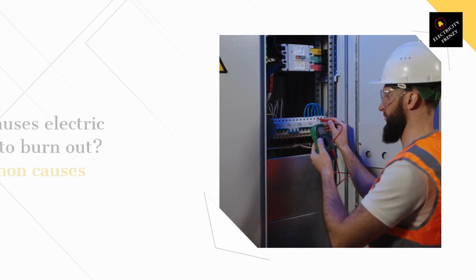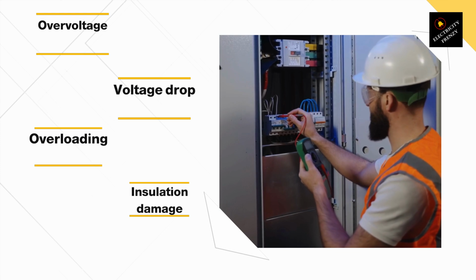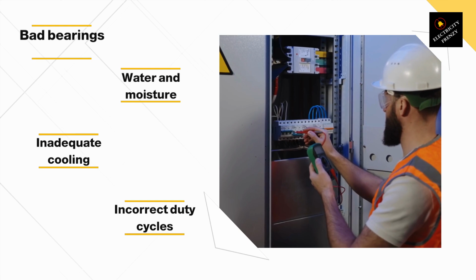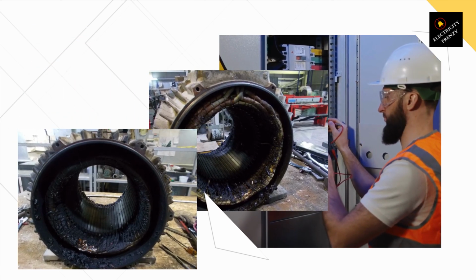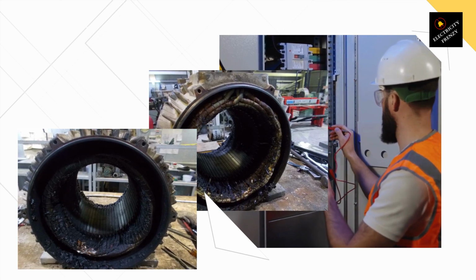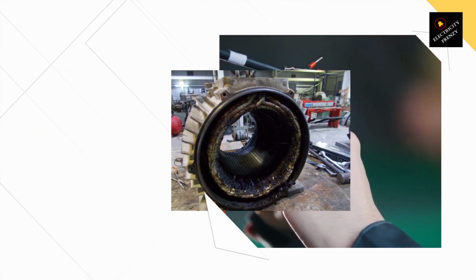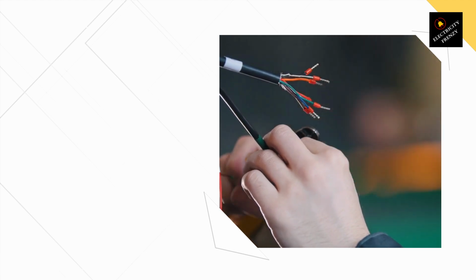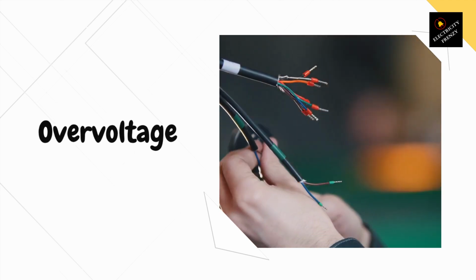We'll explore the common reasons behind motor burnouts, discussing overvoltage, voltage drop, overloading, winding insulation damage, bad bearings, water and moisture, inadequate cooling, and incorrect duty cycles. By the end of this video, you'll have a comprehensive understanding of these factors and be equipped with knowledge to prevent motor burnouts. So, let's dive right into the fascinating world of electric motors and uncover the secrets behind their burnouts, with insights and expertise from an electrical engineer with over 13 years of experience. Get ready to expand your knowledge and ensure the longevity of your electric motors.